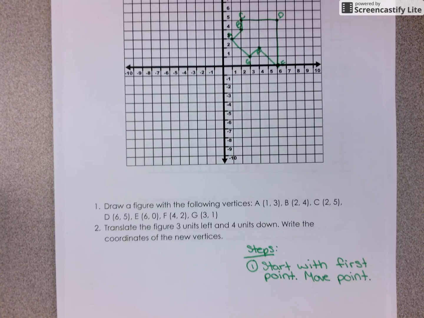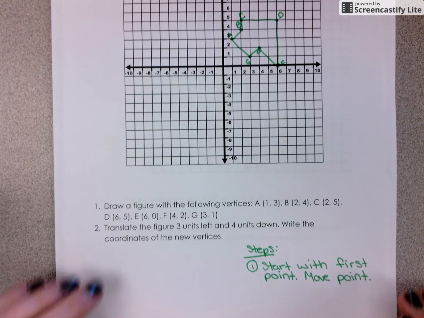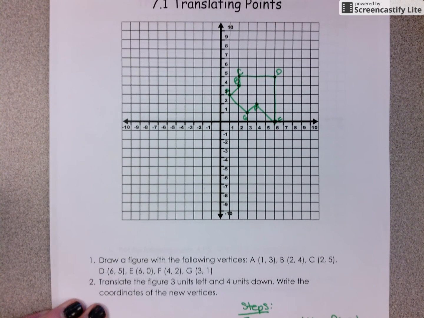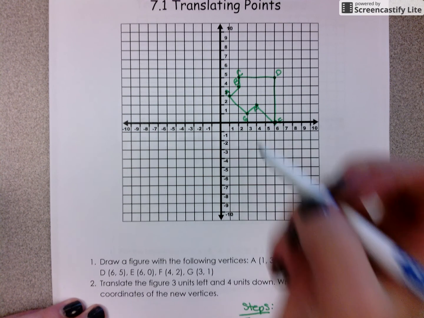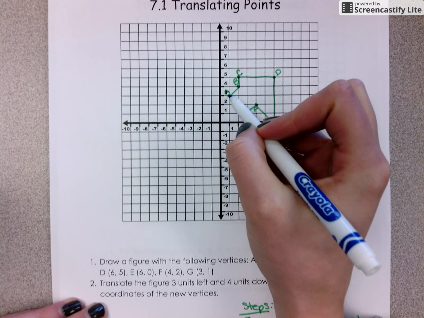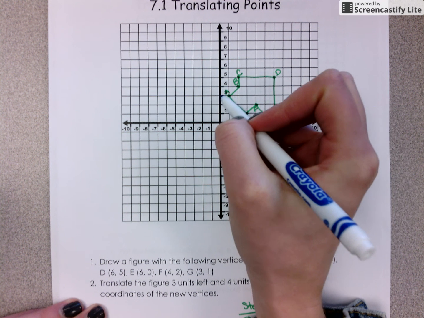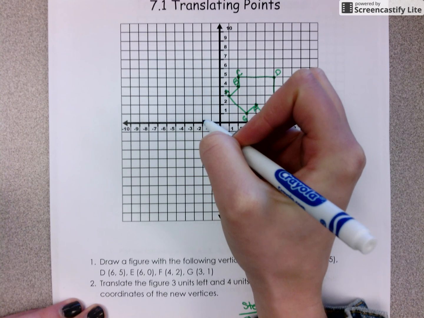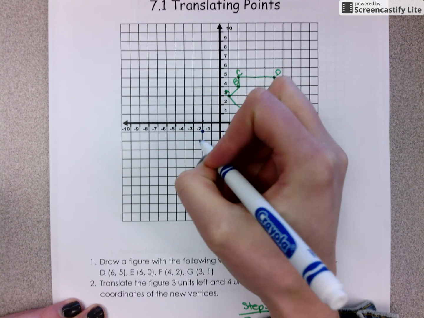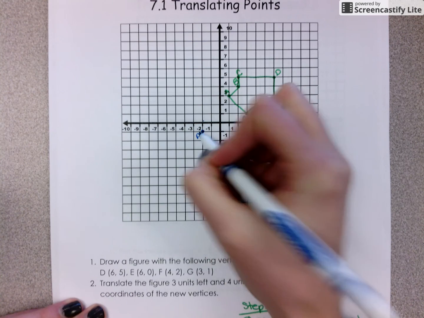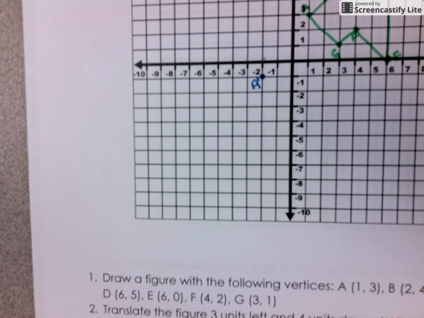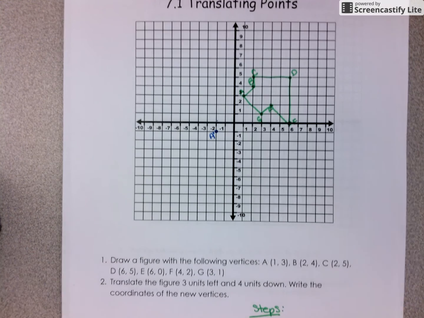Now I'll do my translation in a different color so that you can see it a little bit better. Let's start with point A, which would be the logical place to start. We are going 3 units to the left and 4 units down. So put your pencil on point A, and count 3 units left. So 1, 2, 3, then go down 4 units. 1, 2, 3, 4. So that is our new point A. You show that with a little line above the A, which means A prime, meaning that is your new shape.